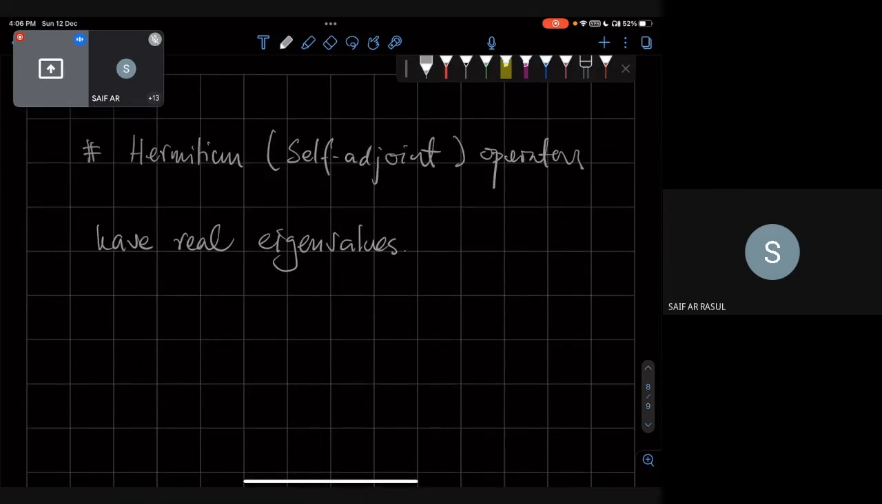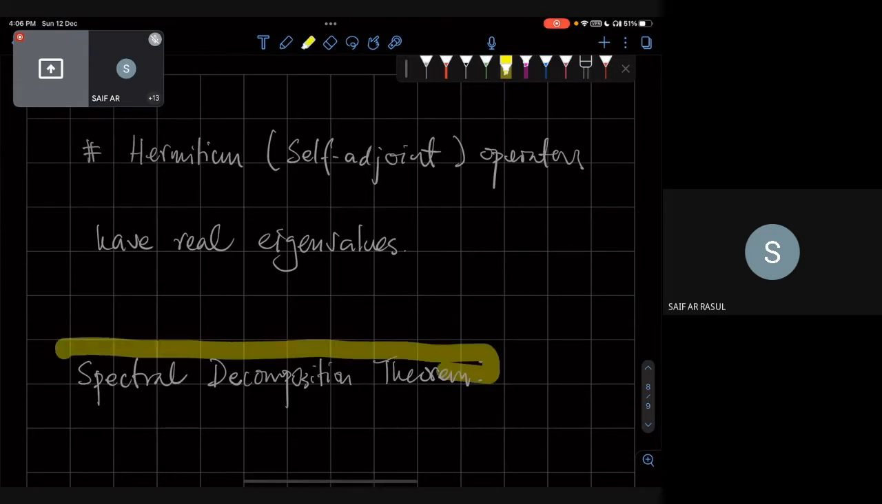So I want to present here a theorem from analysis called the spectral decomposition theorem. Sorry, my spelling is off. An extremely important theorem, very easy to understand, but very important.